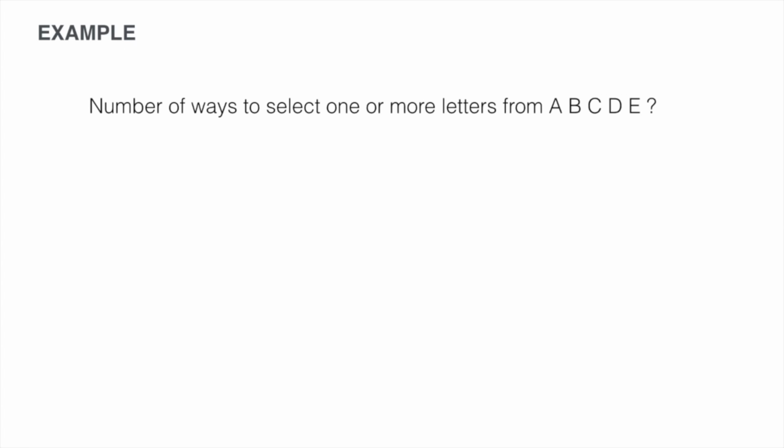Time to move on to a different category of questions. In how many ways can I select one or more letters from A, B, C, D, E? Before we proceed, let's have a look at ways I can select one letter from A, B, C, D, E. I can choose either A or B or C or D or E. So I have 5 ways to choose one letter from A, B, C, D, E, or 5C1 ways.